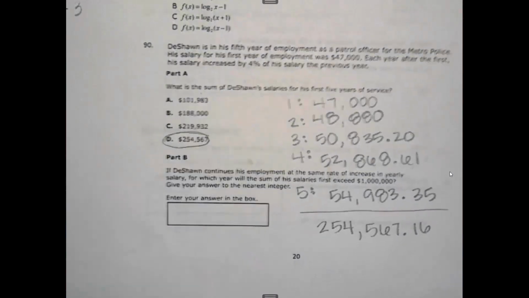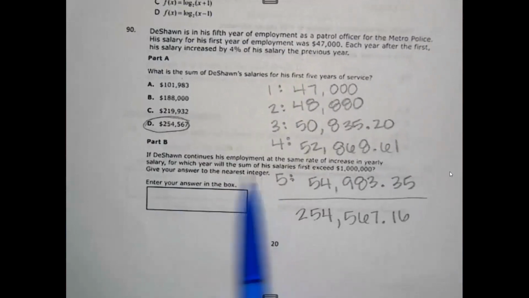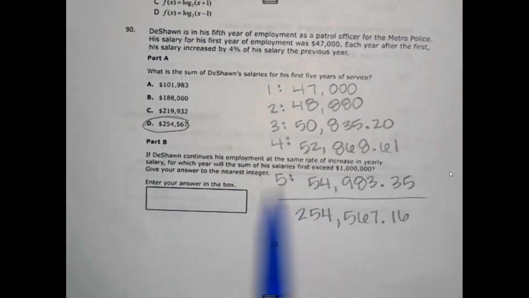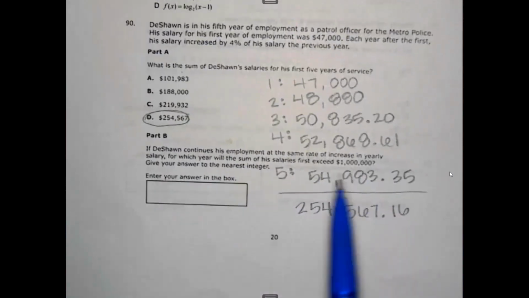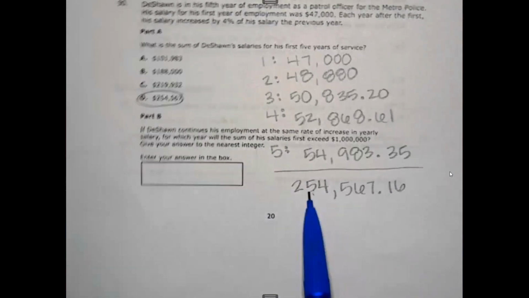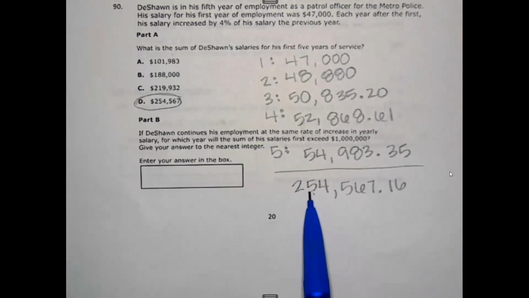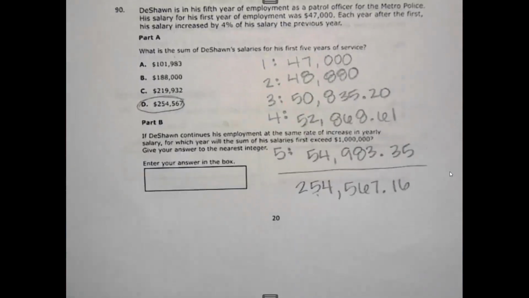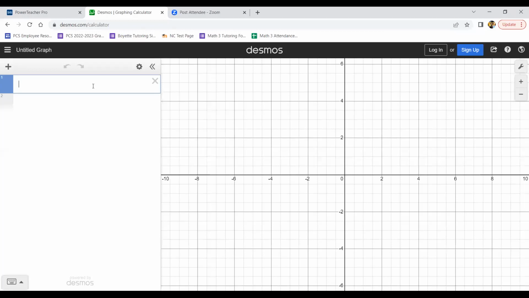Okay. Now it says he continues his employment at the same rate. When does the sum of his salaries first exceed $1 million? We just got to keep going until this total adds up to $1 million. I'm going to use Desmos and my graphing calculator for this. Okay, let me go to Desmos. So I'm going to do that total we had. 254,567.35. Okay, that was our last total.